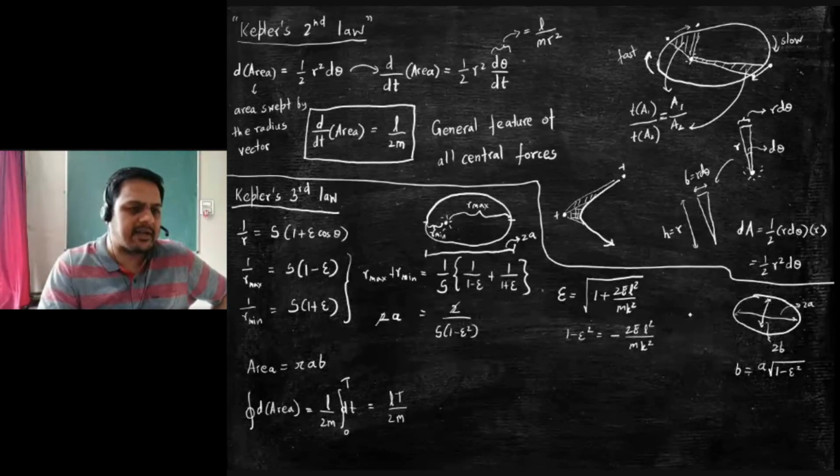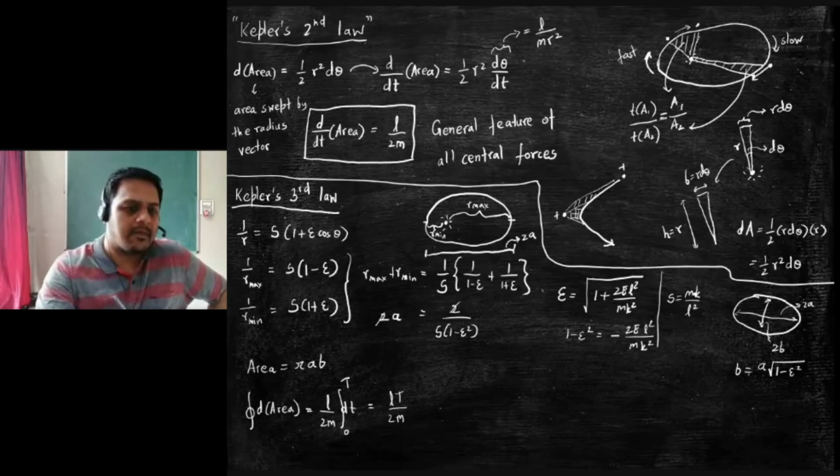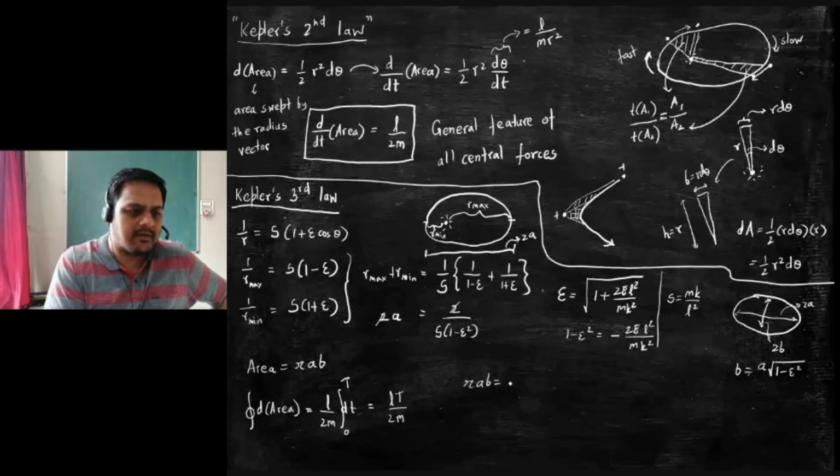What was the scale factor, by the way? Do you remember? mk by L square, na? Yes, sir. So now you basically have pi AB is equal to LT by 2m.